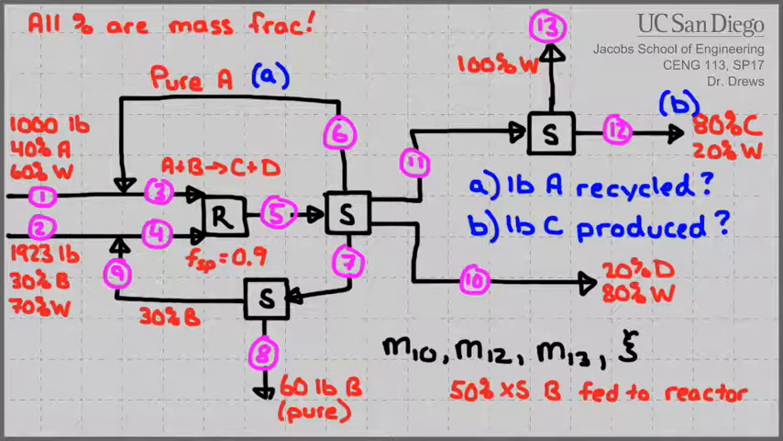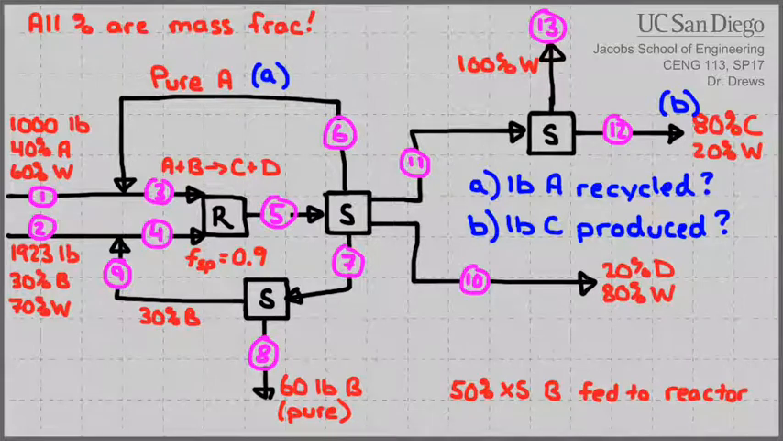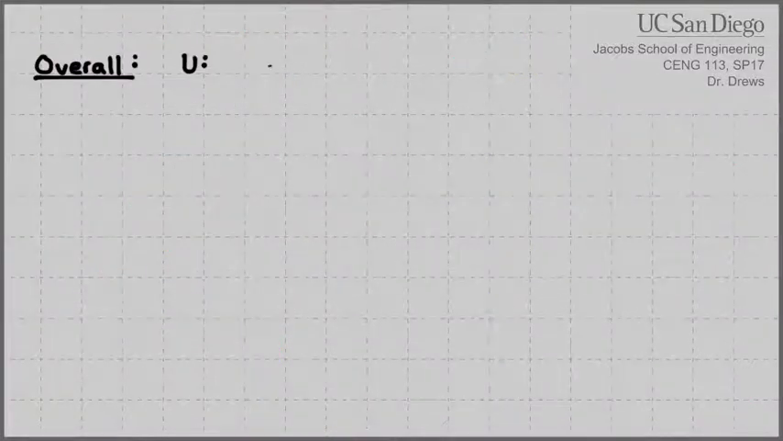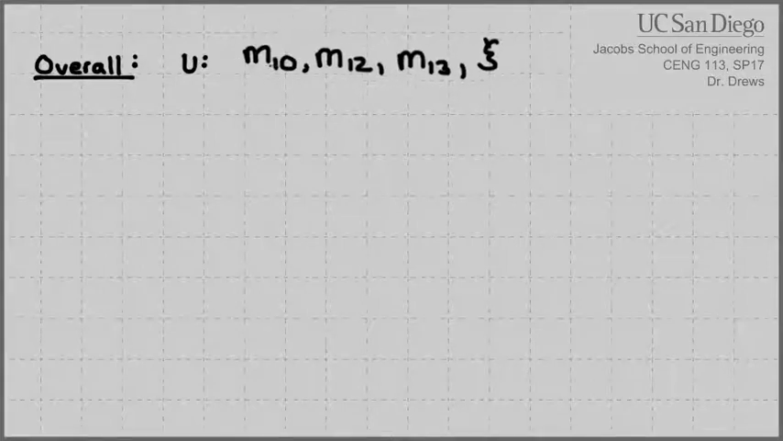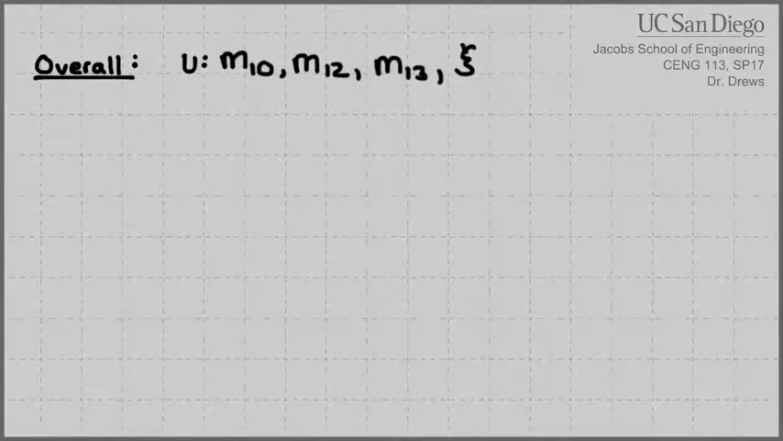Extent of reaction is usually expressed in terms of moles, but when it comes to writing a degrees of freedom analysis, it doesn't really matter if you choose to put them all on that basis or not, of moles instead of mass. So we can do either one. So let's put our unknowns back over here. There's our unknowns. How many equations do we get?